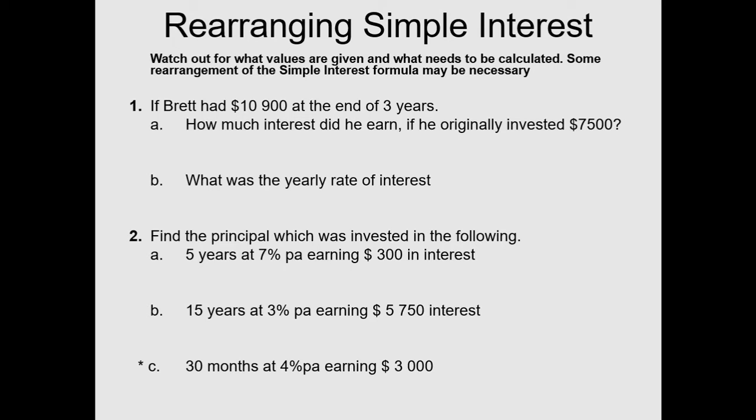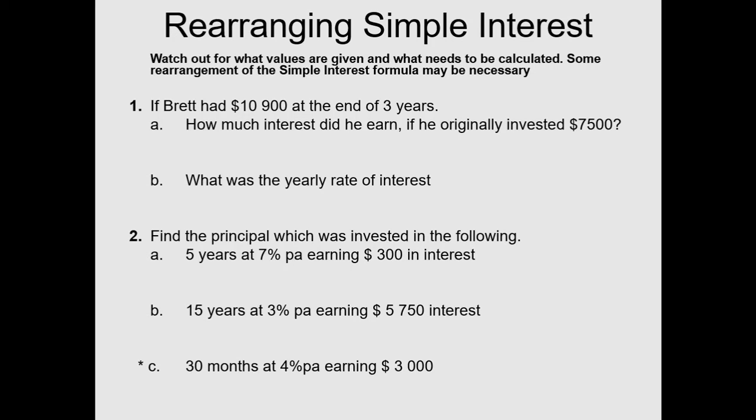Question C, and notice it's got a star next to it. Here we're told the time is 30 months, while the rate is 4% per year. And we want to earn $3,000 in interest. So we know the interest, we know the rate per year, and we know the time in months. Think about that before you set that up. Go ahead and hit pause. Your answers are coming up in just a minute.